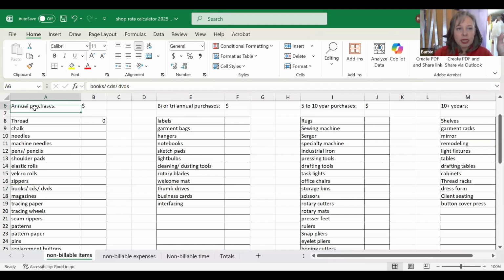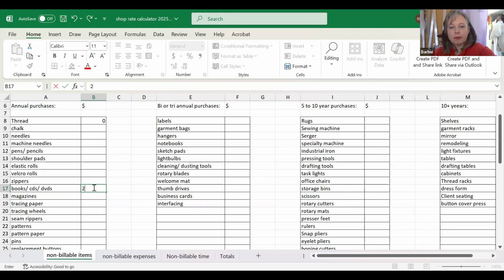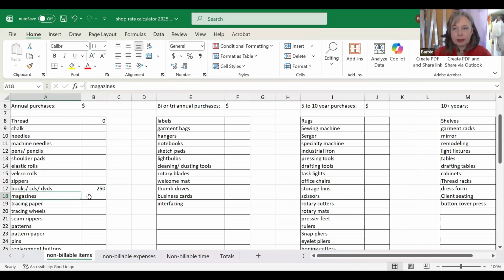So this annual purchases, these are all the things that you tend to buy in a year. Even though books and CDs and DVDs last longer than a year, I have a tendency to spend about the same amount on new books and CDs and DVDs every single year. So instead of trying to divide them out by a 50-year lifespan, I just spend about, I'm going to say $250 a year on random books. Any type of sewing magazines, your thread subscription, whether they're digital subscriptions or your paper subscriptions.